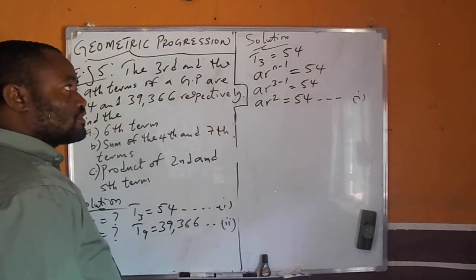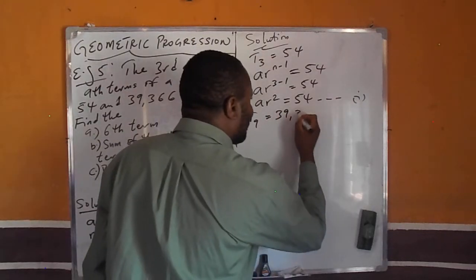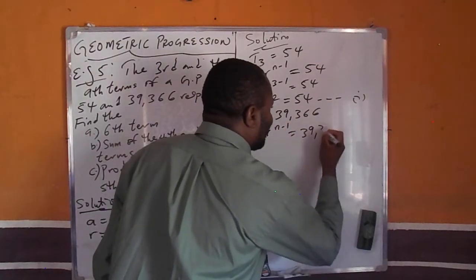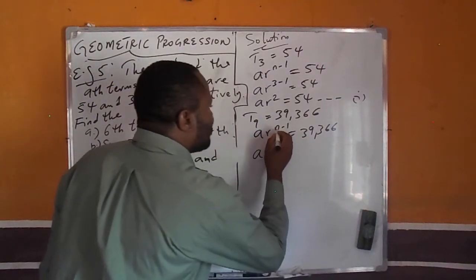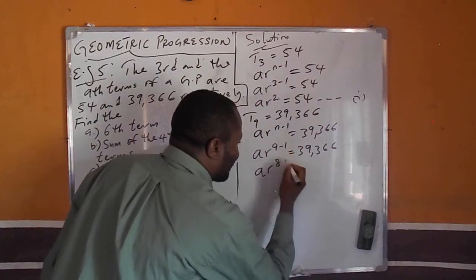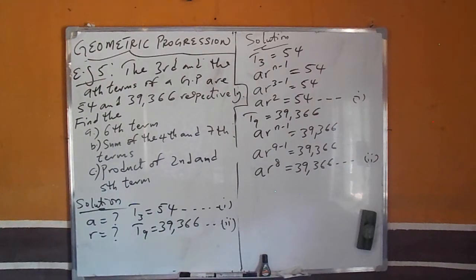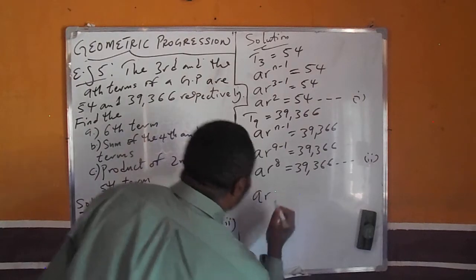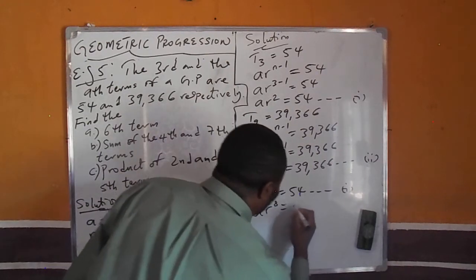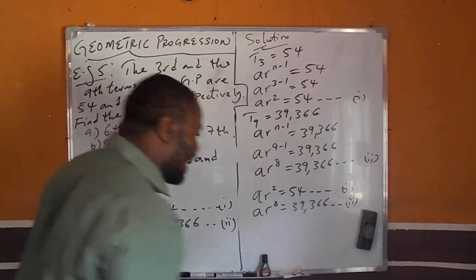Equation 1. Now equation 2 will give us T9 equals 39,366, which gives A R raised to power n minus 1 equals 39,366, so A R, 9 minus 1, 8, equals 39,366. Equation 2. Now, we will solve equations 1 and 2 simultaneously. Equation 1 says A R squared equals 54, while equation 2 is A R^8 equals 39,366.